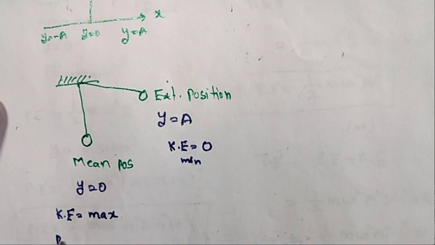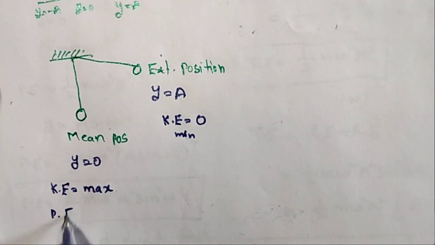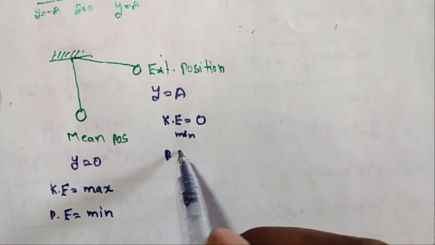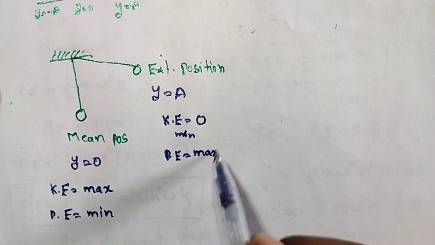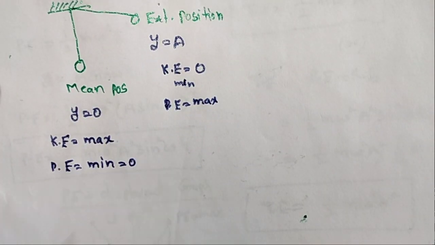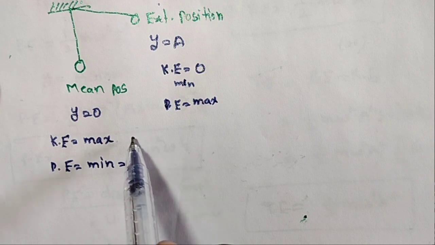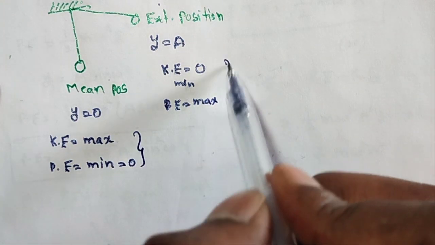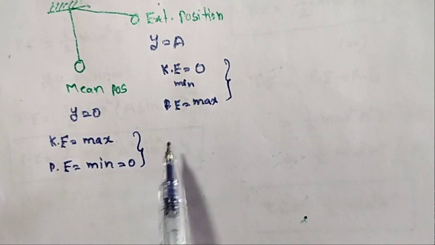And what is the potential energy? At the mean position, the potential energy is minimum, I am taking it as 0, and at the extreme position it is maximum. Here kinetic energy plus potential energy is the total energy. This is also the total energy. So what is your observation?